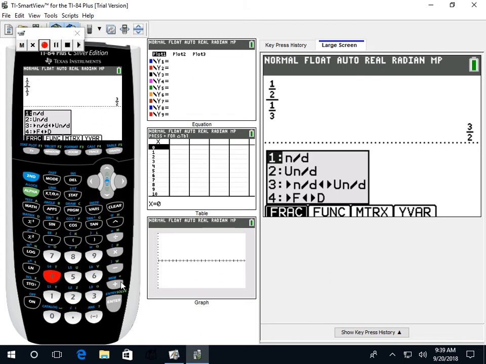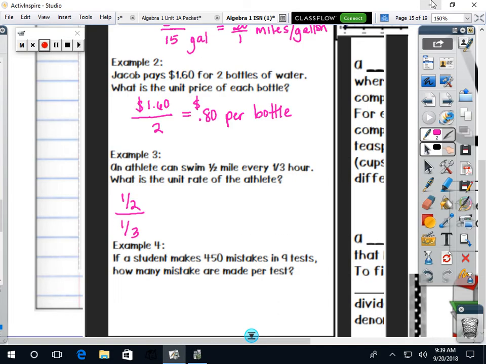Okay, when y'all hit 4 and then you hit enter, what does it say on your screen? 1.5. Okay, so this equals 3/2, which we know is 1.5, and that would be miles every hour, or you can just write that mph. Okay, now that was quite a bit of work, right? That was a lot in the calculator.